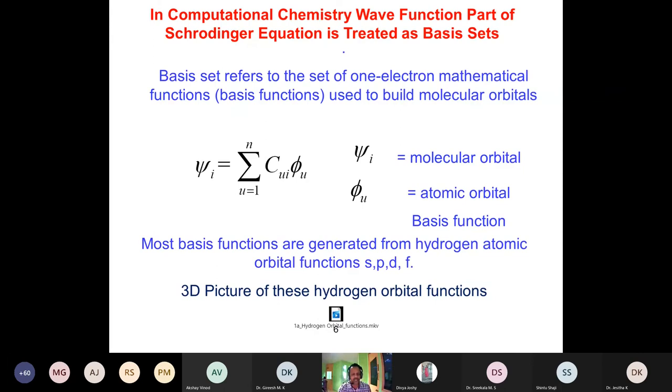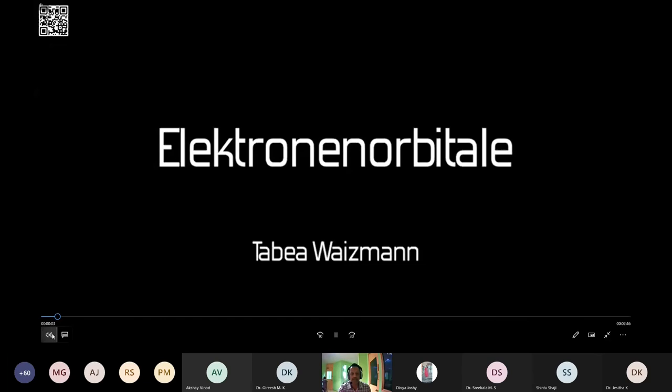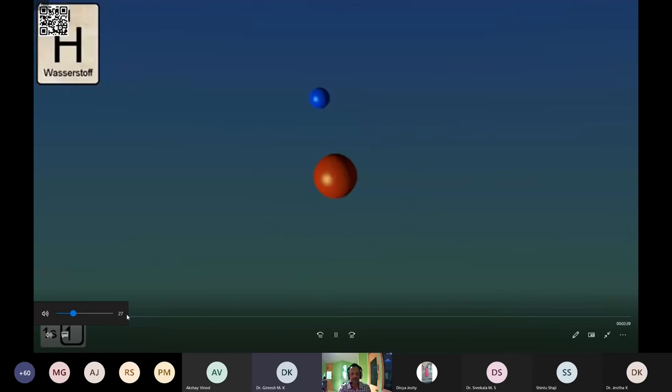Just we have a visualization of these hydrogen atomic orbital functions. I think the picture is visible to you, sir. Yes, it's quite visible.